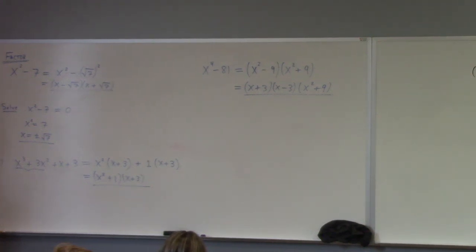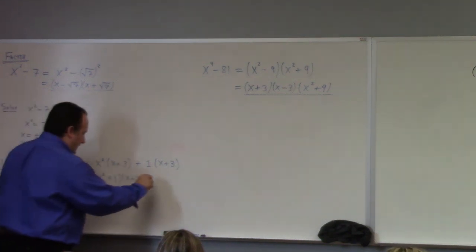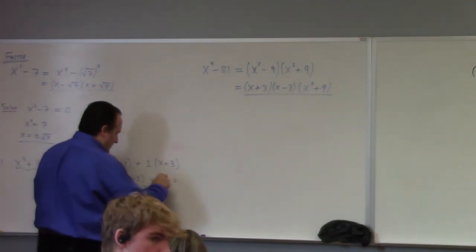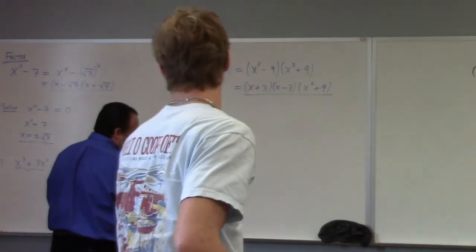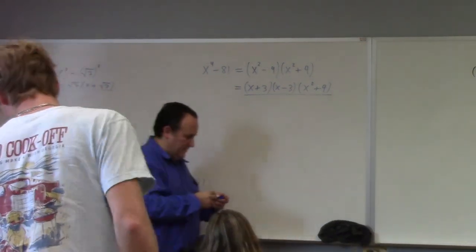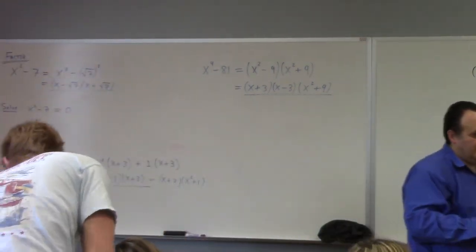For the bottom one, would that be accepted if it was x plus 3 and then the x squared plus 1, like if it was flipped? Oh, the other way around? Yeah. This is equal to x plus 3. Oh, no, these are the same. It's commutative.